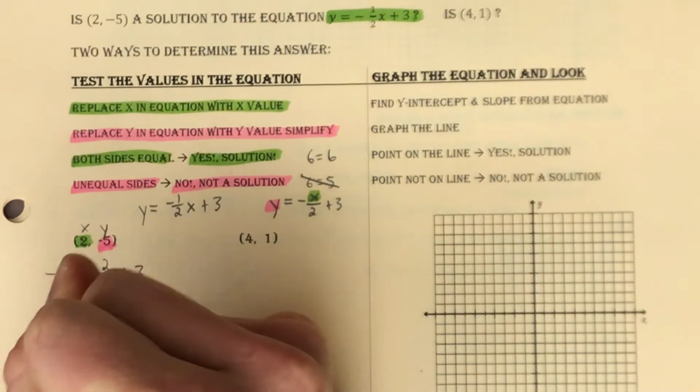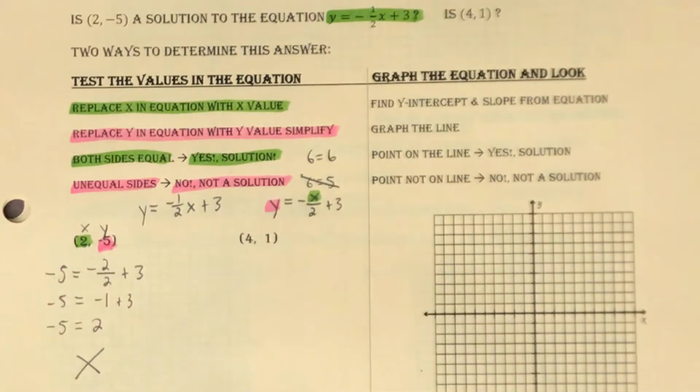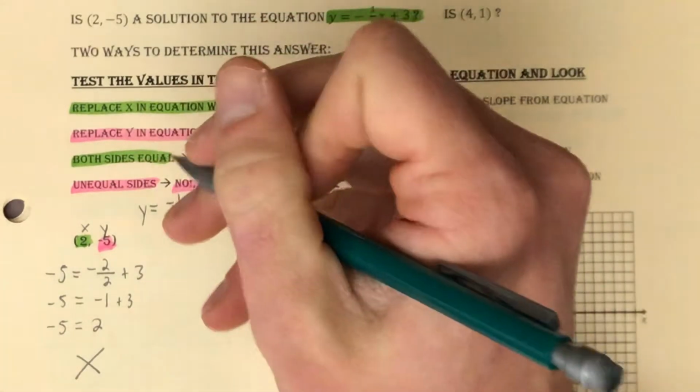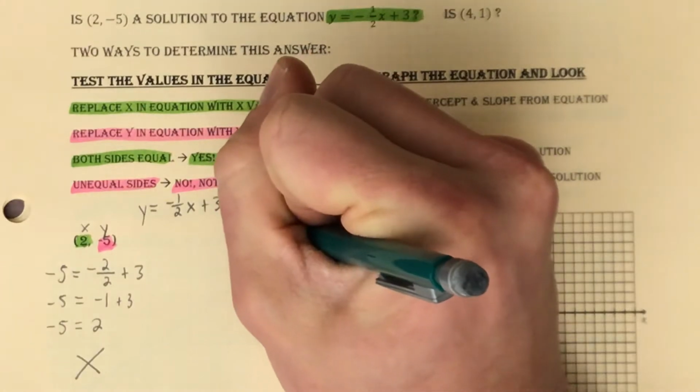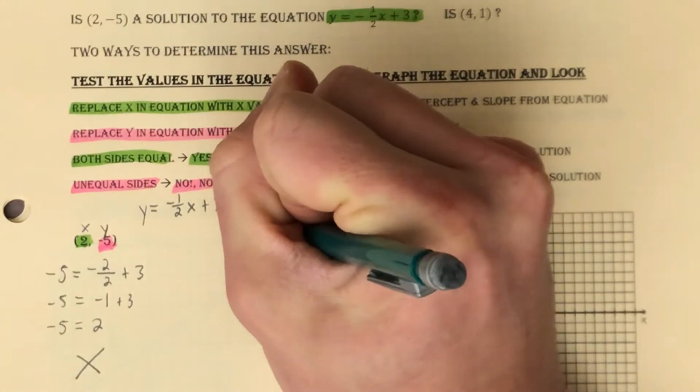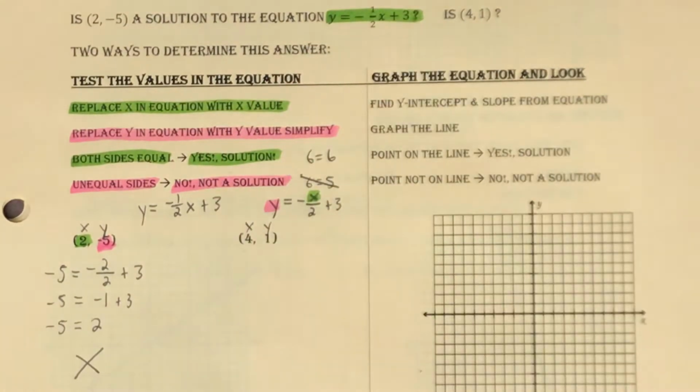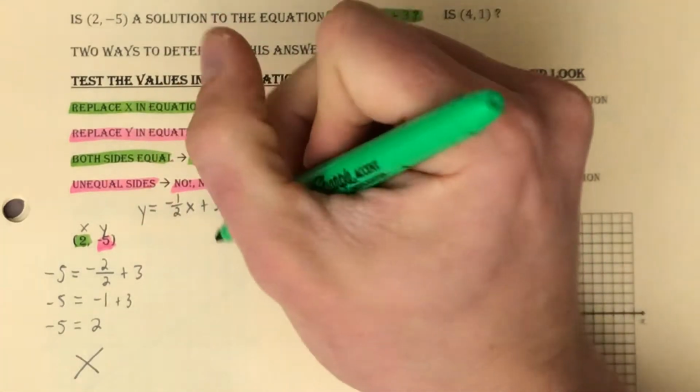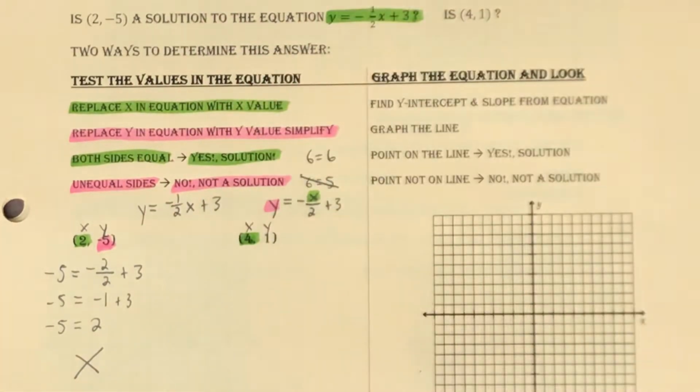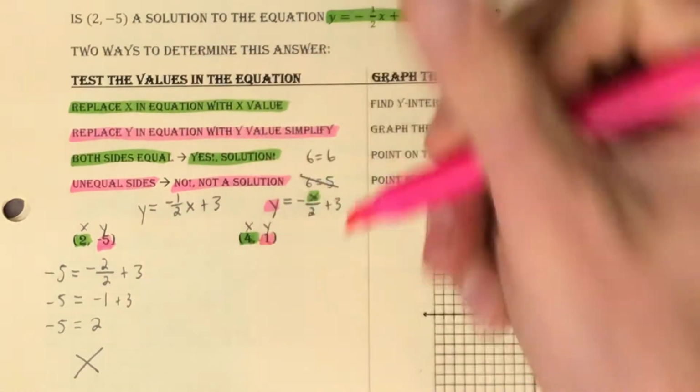So the point (2, -5) is not a solution to that equation, y equals -1/2 x plus 3. All right, so again, let's try that for the next one, remembering (4, 1) is a representation of x and y. So I'm going to plug in my x of 4 for x, and I'm going to plug in my 1 for y.